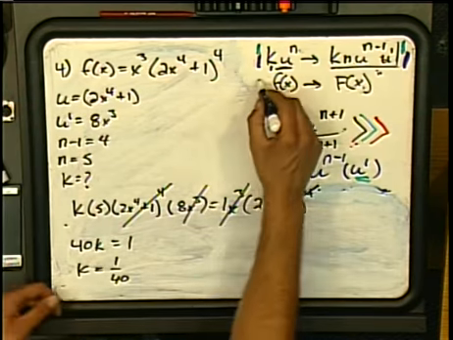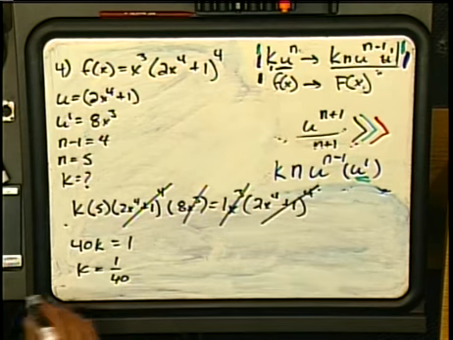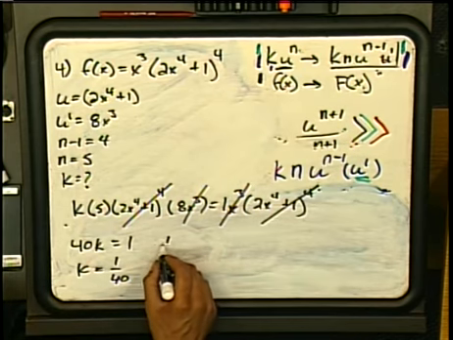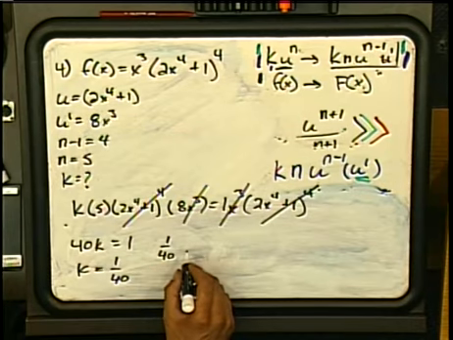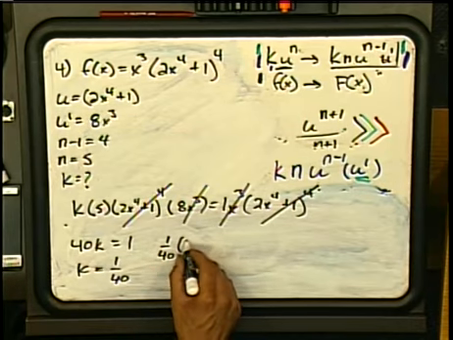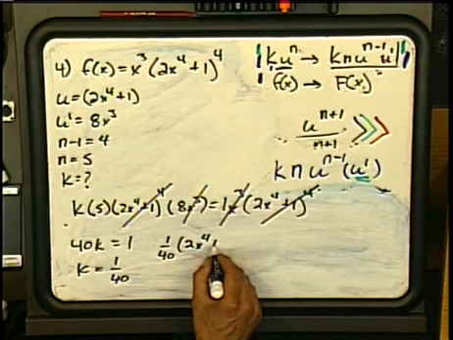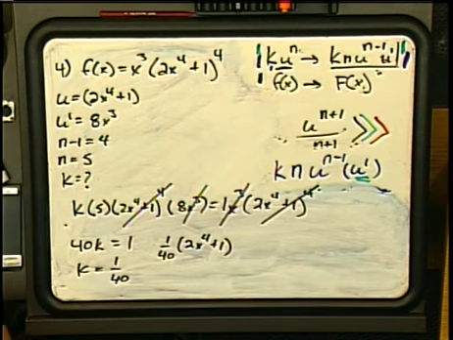And so we go back and rewrite it like this after you find K. So K equals 1 over 40, U, which is 2x to the 4th plus 1, to the 5th power. That's it.